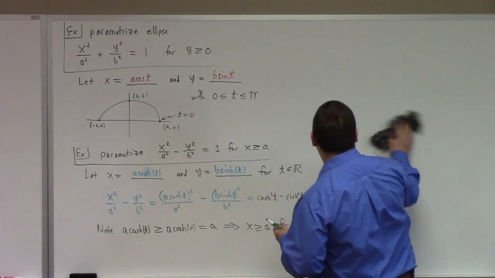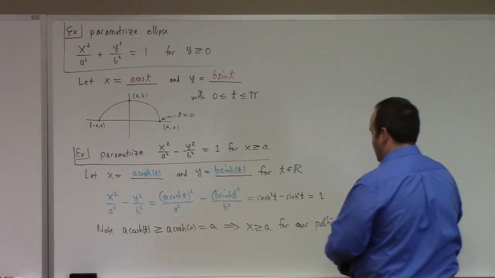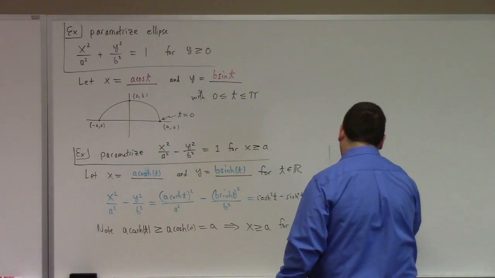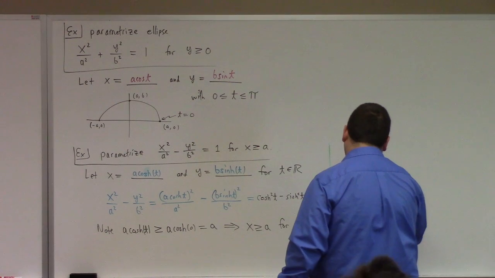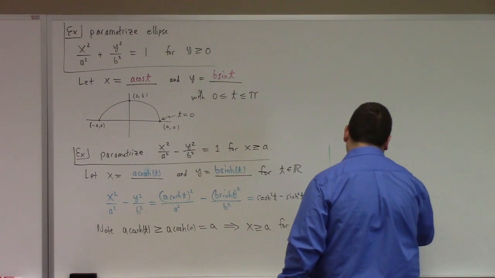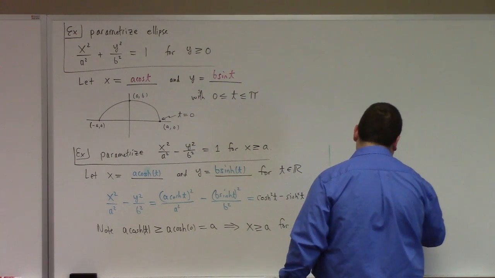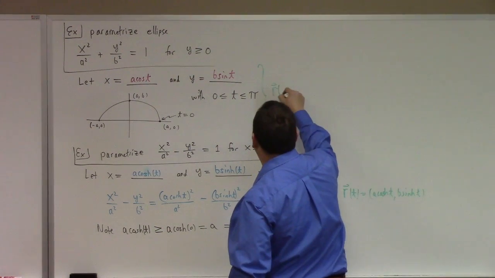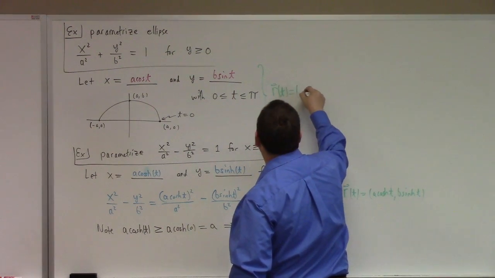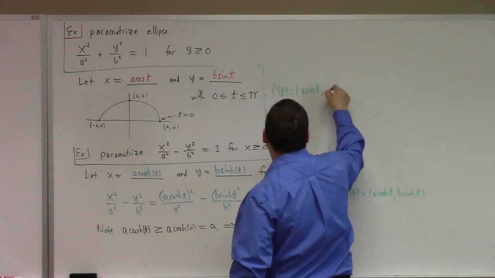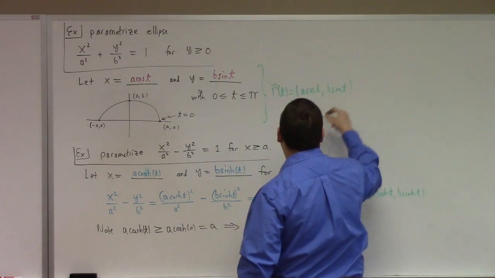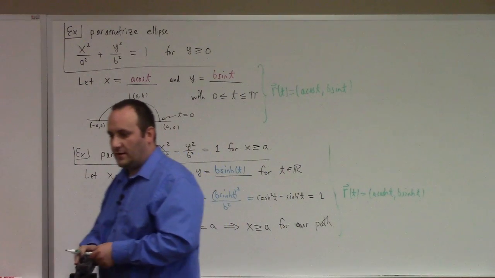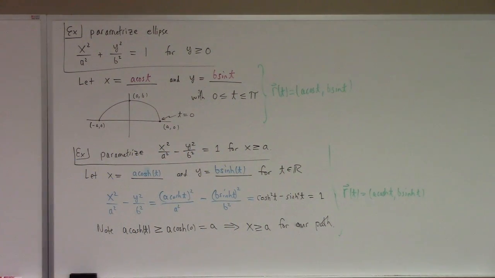So this one, we have what? We have path r of t is a cosh t, b sinh t, and this one we have the path r of t is a cos t and b sin t. All right. Any questions?